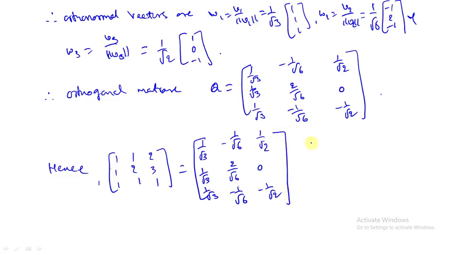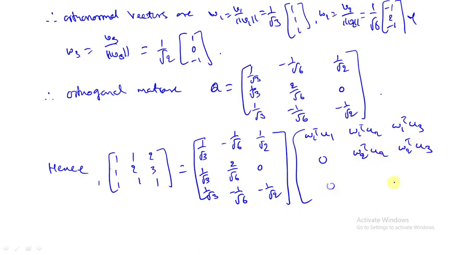And what is R? Let me write one more. R is W1 transpose U1, W1 transpose U2, W1 transpose U3, 0, W2 transpose U2, W2 transpose U3, 0, 0, W3 transpose U3. So write this one. The Q is the same thing. And what about R?